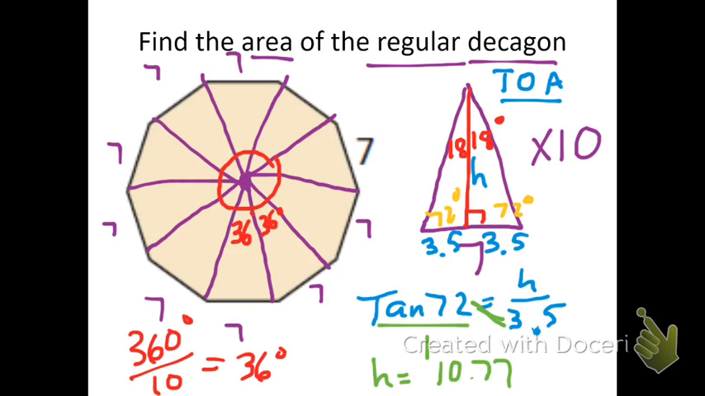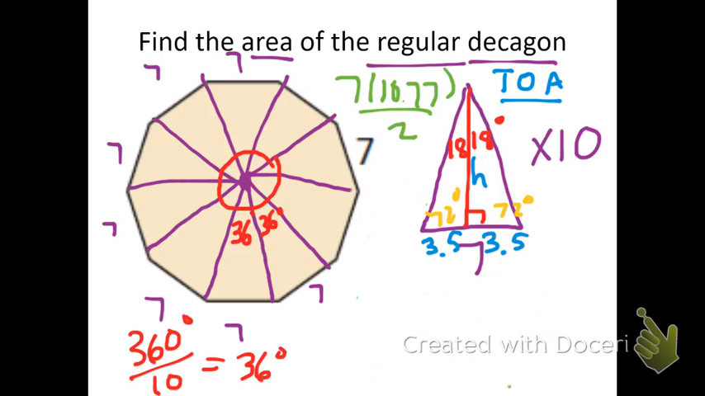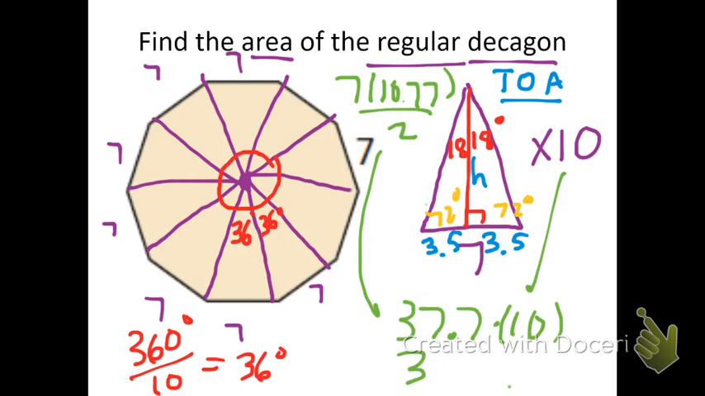So, in conclusion, I'm just going to find the area of this triangle, which would be the base, 7, times 10.77 divided by 2, and then take that number and multiply it by 10. So this area of the triangle comes out to be 37 square units, 37.7, and there's 10 of them. So when I multiply it by 10, I get that the area of the whole decagon would be about 377 square units.